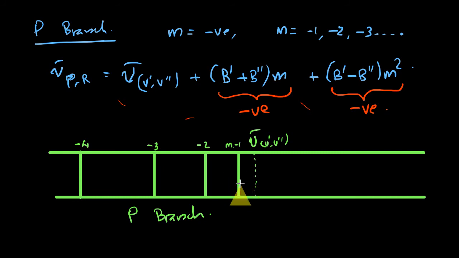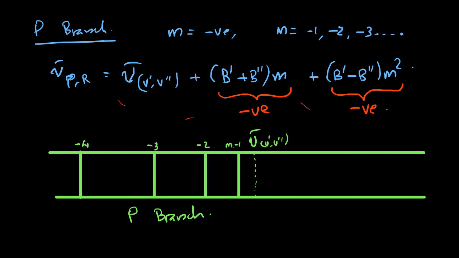Instead we are getting a series of lines to the left of the band origin, or in the lower frequency range of the band origin. That is what is called the P branch. So all lines appear at a lower wave number and the line spacing increases. That is what you have to understand about the P branch.